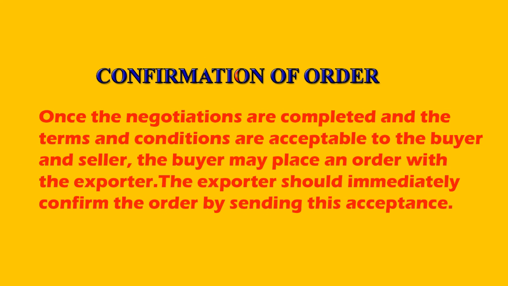Confirmation of order. Once the terms and conditions are acceptable to both the parties, that is the buyer and the seller, the buyer may place an order with the exporter, and after getting the order, the exporter should immediately confirm by sending an acceptance. For the confirmation of the order, the pro forma invoice is generally sent in triplicate, that means 3 copies to the buyer, and the buyer is asked to return 2 copies signed by him. The confirmation of the order then takes the form of a contract.